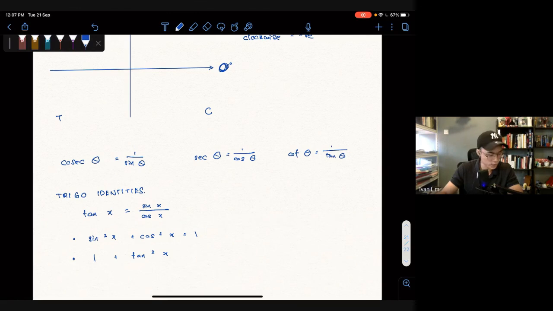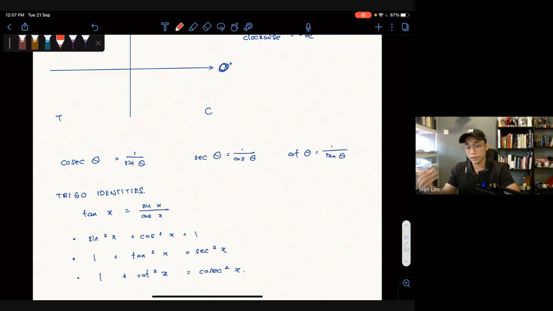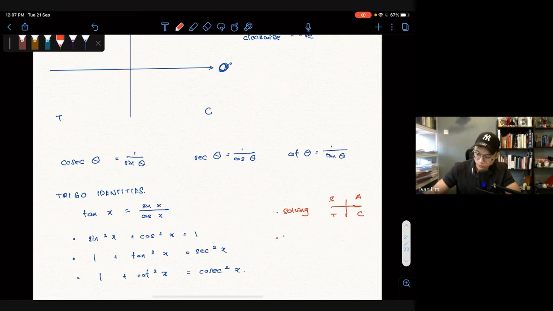Second one, 1 plus tangent square x equals to secant square x. The third one, 1 plus cotangent square x equals to cosecant square x. So the type of question that will come out in your exam is solving. For solving, you need to use your ASTC. Later on, Trigo is also used in the topic of differentiation, so you will be using it again. Then the next one is proving.